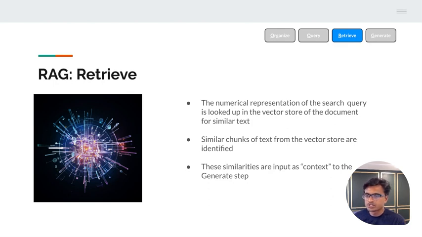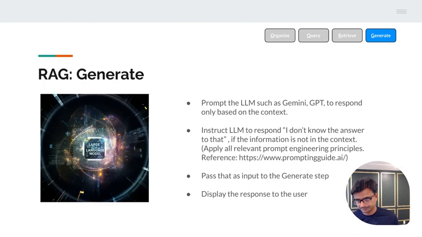The numerical representation of the search query is looked up in the vector store of the document for similar text. And once it identifies the similar text in the vector space, similar chunks of text from the vector store are identified and then combined and sent as context to the next step, which is the generate step.